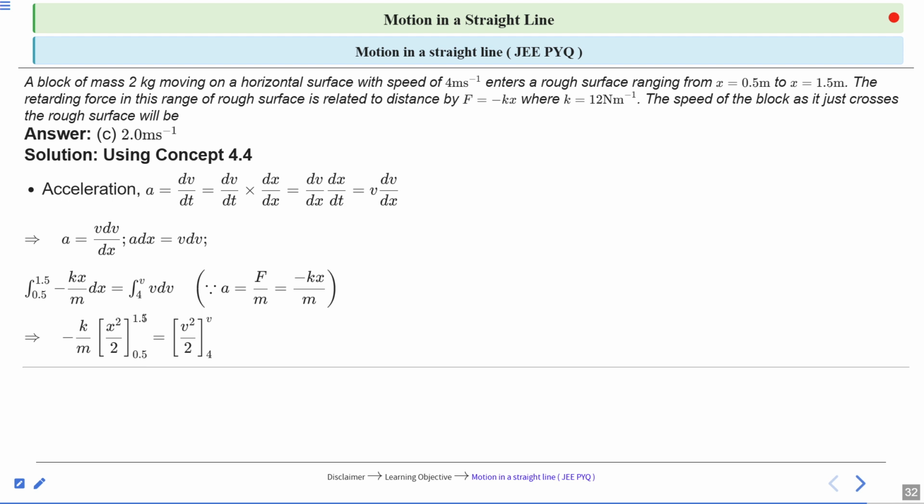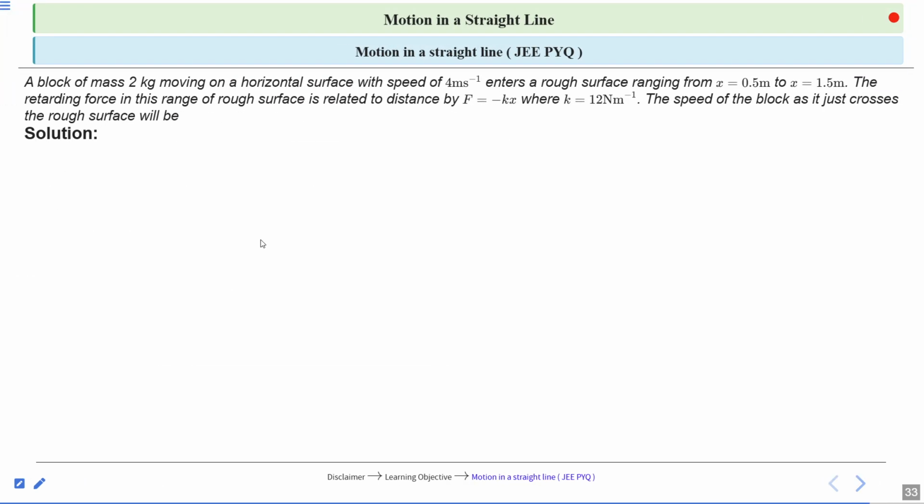With limits 0.5 to 1.5, and v dv integration is v square divided by 2, with limit 4 to v. So substituting the lower limit and upper limit, you will get the new relation: minus k divided by m, x square divided by 2, from 0.5 to 1.5, is equal to v square by 2, from 4 to v. So substituting the lower and upper limit, it will be minus k divided by 2m, (1.5 square minus 0.5 square), is equal to (v square minus 4 square) divided by 2.